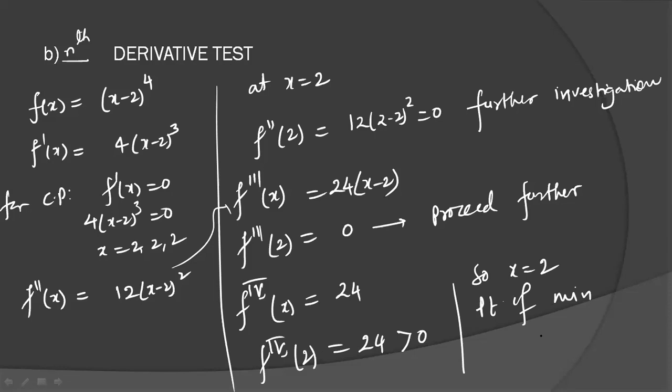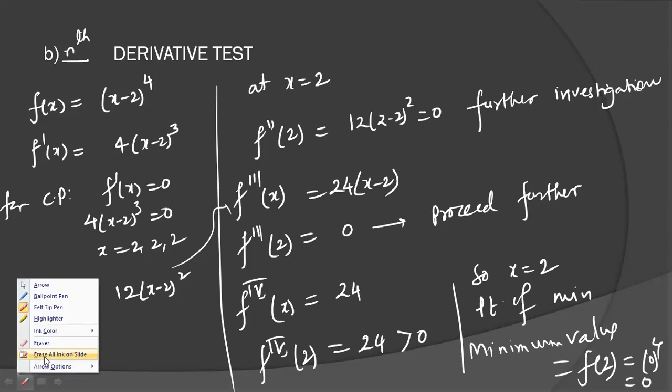We will get the minima at x equal to 2. And what will be the minimum value? The minimum value will be the value of the function at x equal to 2. If you put x equal to 2, it will be 0 to the power 4, equal to 0. So this is the way for the nth derivative test.